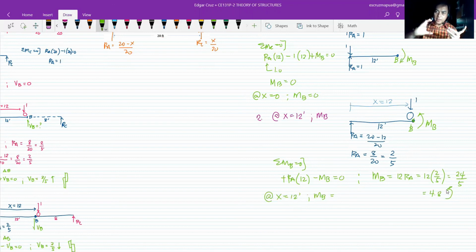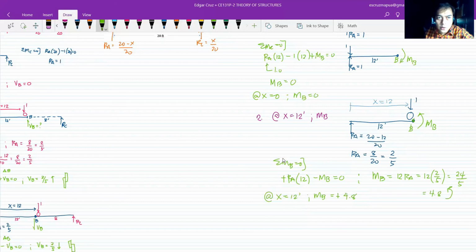Diba pagka counterclockwise, it makes the beam smile. Due to this MB in this direction, it tends to make the beam smile. So ibig sabihin, ang true sign ng MB would be nakasmile is positive. Kaya positive 4.8 ang MB natin. Okay? Positive 4.8. Kasi yung direction niya, which is we found out na to be counterclockwise, tapos considering the left segment of the cut section, it makes the left segment smile. Kaya positive 4.8 yung moment sa B.